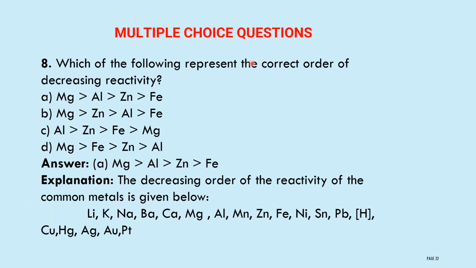Which of the following represents the correct order of decreasing reactivity? You know, in the reactivity series, a highly reactive metal will replace a less reactive metal in a displacement reaction. Here they are asking to arrange the metals in decreasing order of reactivity. This is the decreasing order of the reactivity of common metals: lithium first. Therefore, magnesium is highly reactive compared to aluminium, zinc and iron. This is the decreasing order of reactivity of metals.